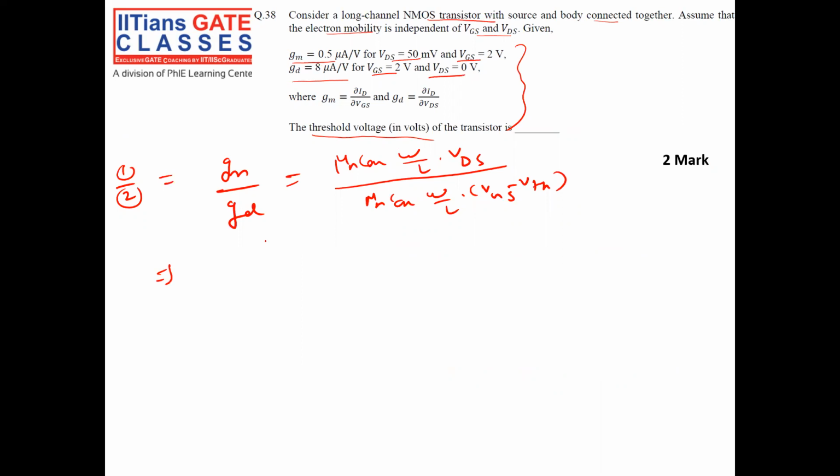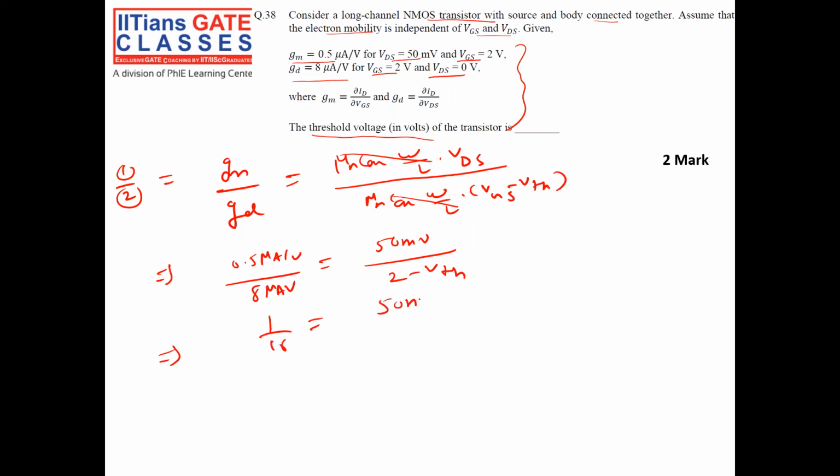What is GM? GM is given as 0.5 microampere per volt, divided by GD, which is 8 microampere per volt, equal to this, where the common terms get cancelled. VDS is given as 50 millivolt. VGS is given as 2 volt, minus VTH, right? This implies 1 by 16 equals 50 millivolt divided by 2 minus VTH.